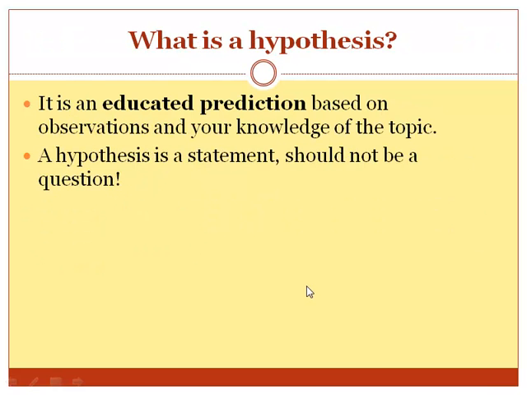All right, so the next thing you do is you're going to make a hypothesis. So what is a hypothesis? It's an educated prediction based on observations and your knowledge of the topic. So actually not tomorrow, but in 2 days, your lesson 3 will be on making testable hypotheses. So you'll get more practice with this. And you should always remember that a hypothesis is a statement and it should not be a question. This is a big mistake that lots of 7th graders make at first. So just keep your eye out for making this mistake.